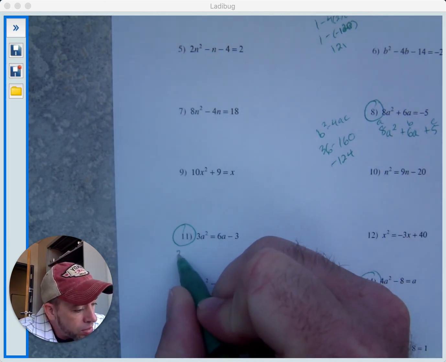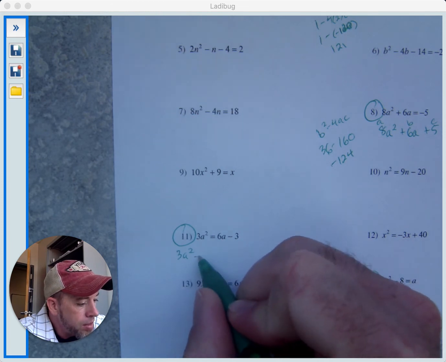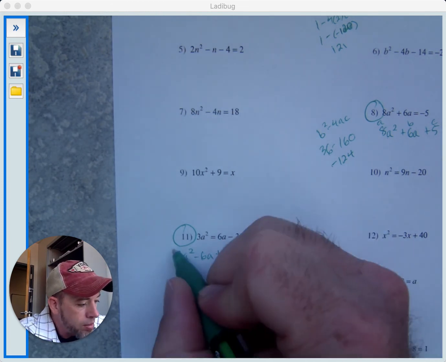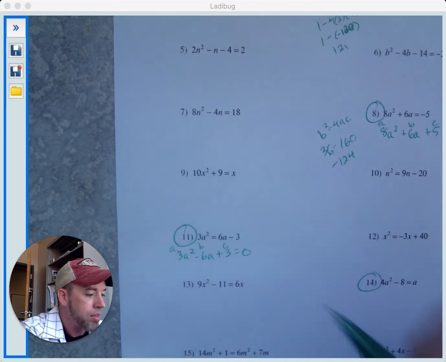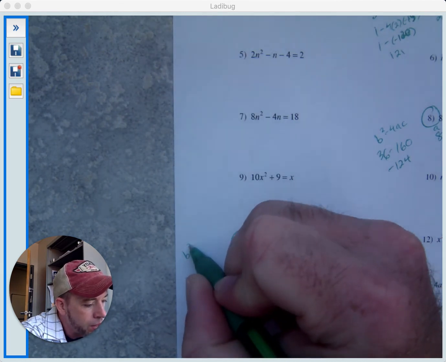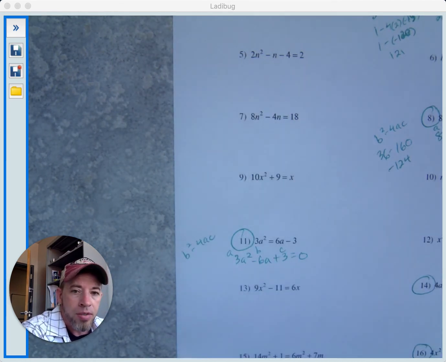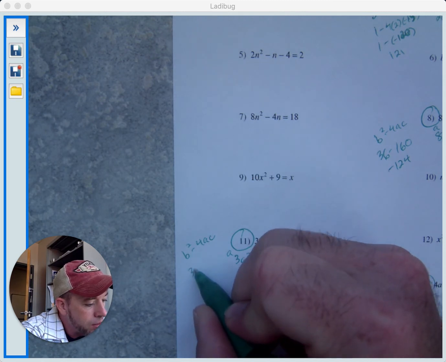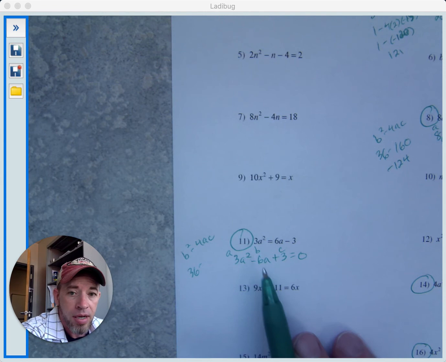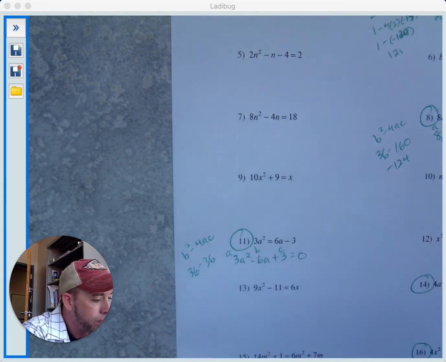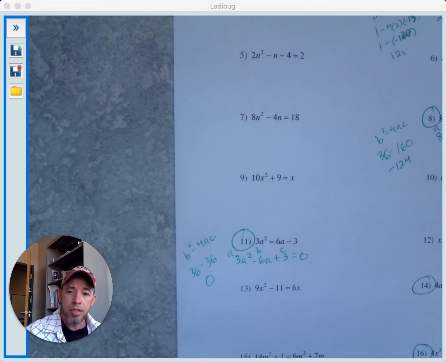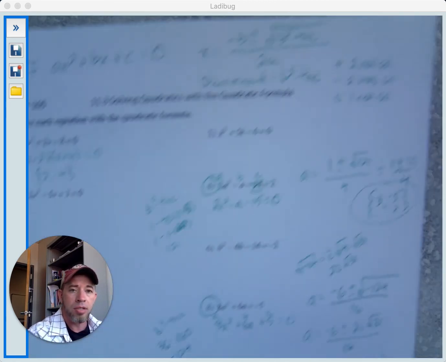That would give me a 3a squared minus 6a plus 3 equals 0. So your a is 3, your b is negative 6, your c is 3. The discriminant I'll find to the left, b squared minus 4ac. b squared, negative 6 squared is 36. 4 times 3 times 3, that's 4 times 9. That's also 36. What's 36 minus 36? Well, that's 0. Your discriminant is 0. What's that tell us about our solutions?